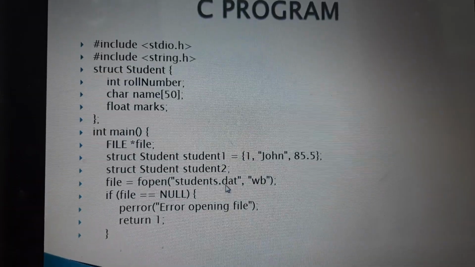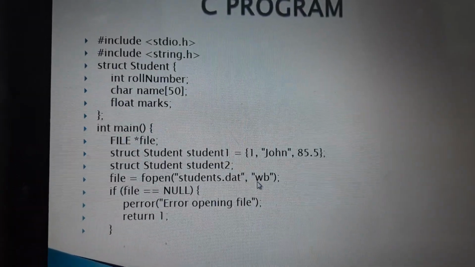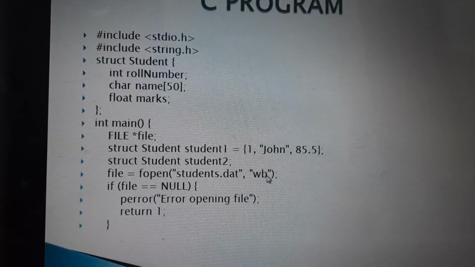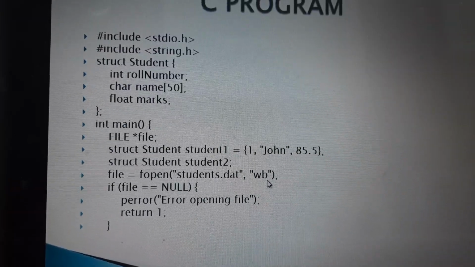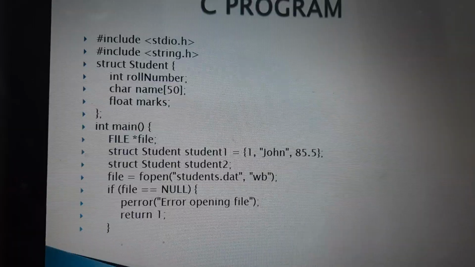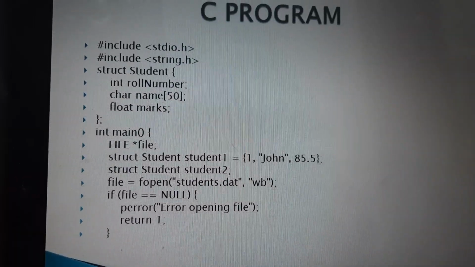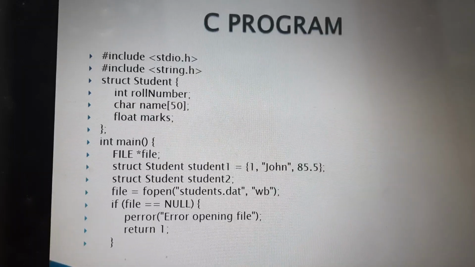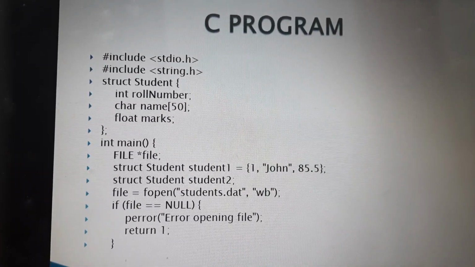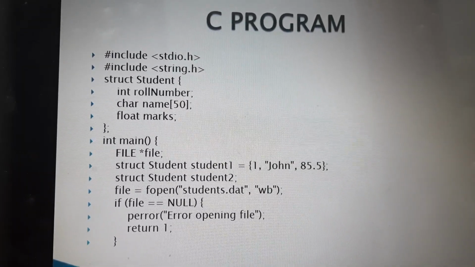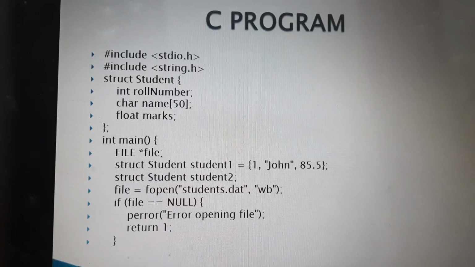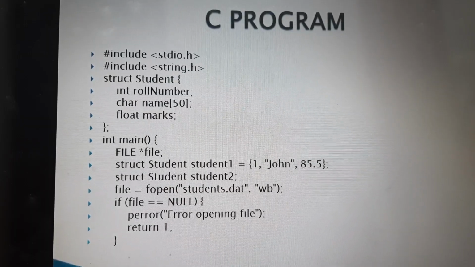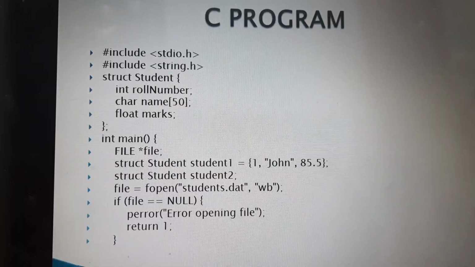And then writing into a file. If file is NULL, in the last program we used printf. But here we have specified perror, which will print the error opening file. If the condition is true, it will print error opening file and return 1. The process will be wound down here.